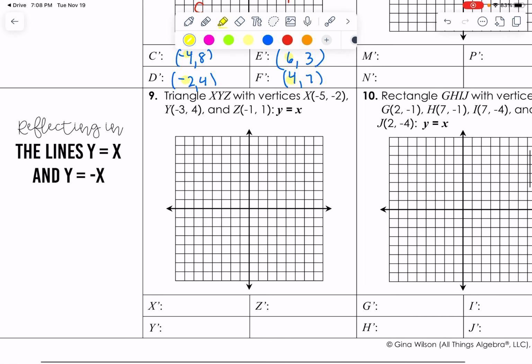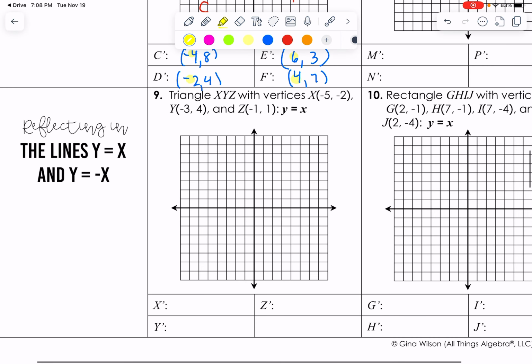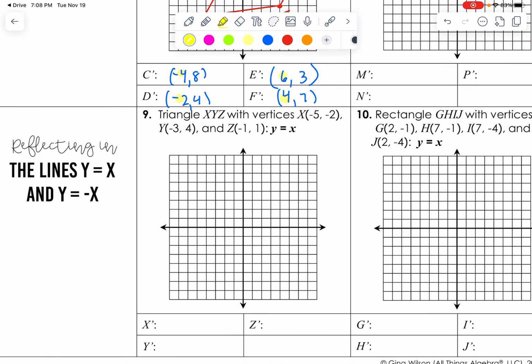Alright, now we're going to look at some y equals x and y equals -x. So for number 9, we got y equals x. So y equals x just means that whatever x is, y is the same. X is 0, y is 0. X is 1, y is 1. 2, 2, 3, 3, 4, 4. You get the idea. It goes right through there. Then the same thing going the other direction. This is the line y equals x.